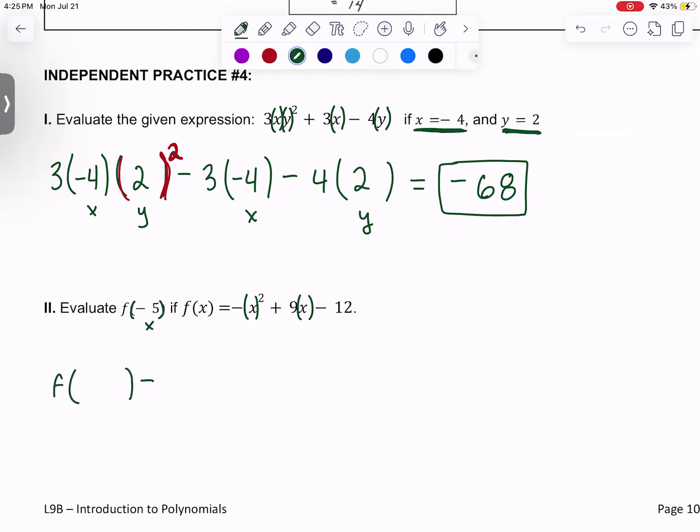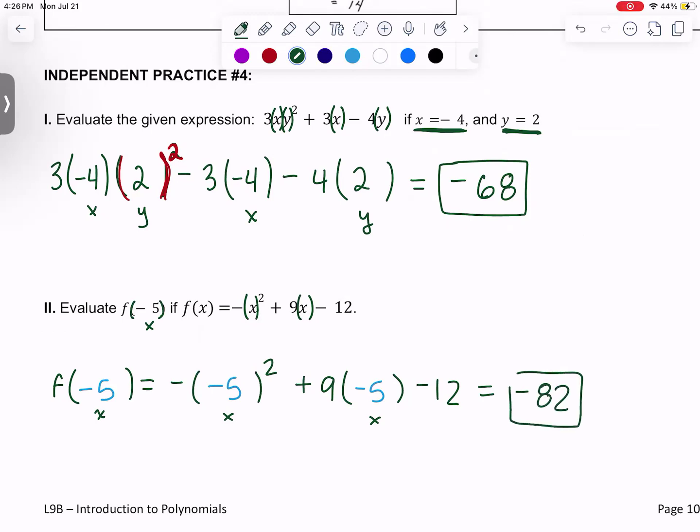So again, wherever we see x, we're going to replace it. Let's rewrite everything else. Here it's f of -5. So we have negative parentheses -5 parentheses squared, or exponent 2, plus 9 parentheses -5 minus 12. Lots of negative signs to keep track of. Make sure you write down all your work. You get -82.